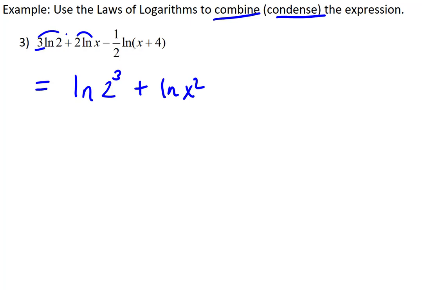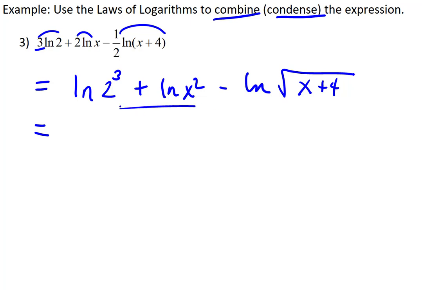And lastly, we'll say minus ln, and then the 1/2 power, if we brought that 1/2 up to the top, it would turn into a square root. So it's really natural log of the square root of x plus 4. All right, so after doing just the power rule at that step, we'll go ahead and proceed, but now go, again, order of operations, so left to right with addition and subtraction. Our left pair of logs that are being added would turn into a product.